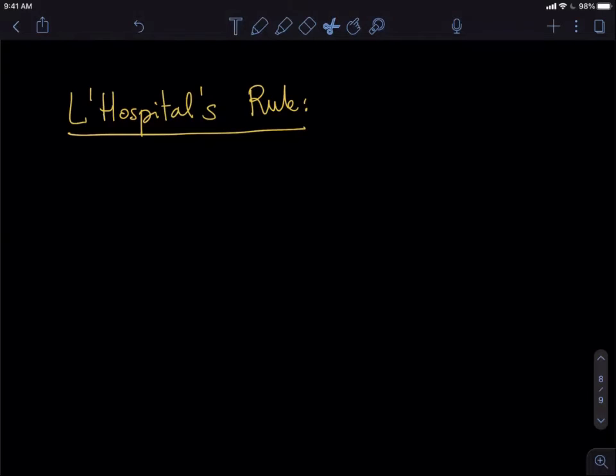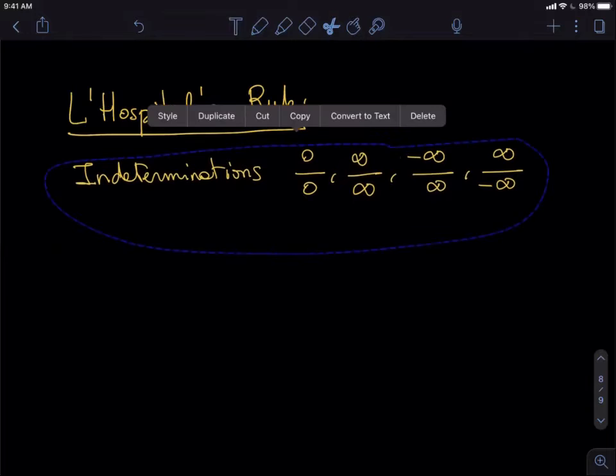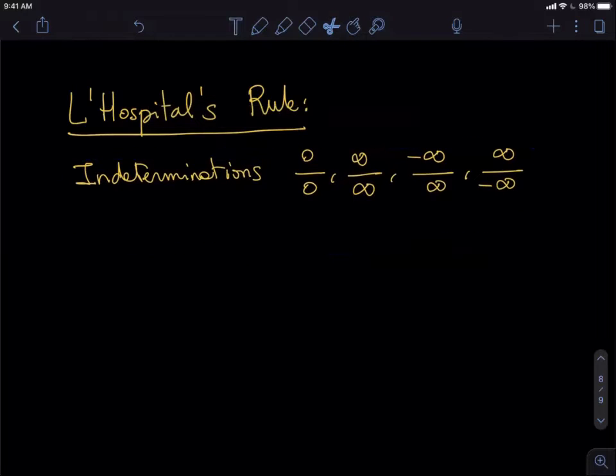Let's talk about L'Hopital's rule. L'Hopital's rule applies to indeterminations that we find when we are computing a limit. There are 4 types of indeterminations where we can use L'Hopital's rule: 0 divided by 0, infinity over infinity, negative infinity over infinity, or infinity divided by negative infinity. All these cases are indeterminations.